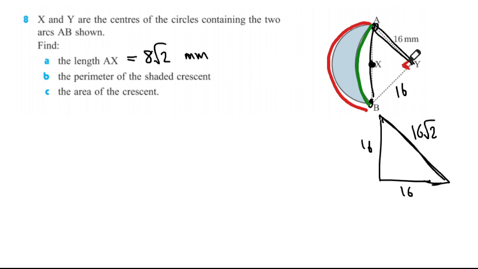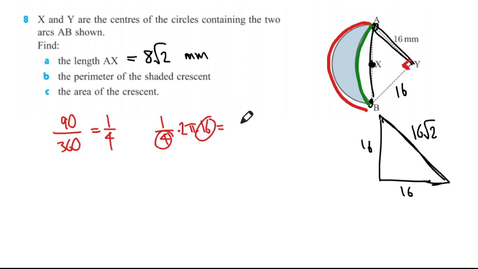Okay, so the red one is here. Okay, never mind. So the red one, we have 90 degrees, and we have this much, so 90 over 360, which is 1/4, right? And then 1/4 times 2 pi r. And we know r is 16, so 1/4 times 2 pi times 16. 16 divided by 4 is 4, so I'm going to make this 4 times 2 pi, so this is 8 pi. Okay, that's the red length.